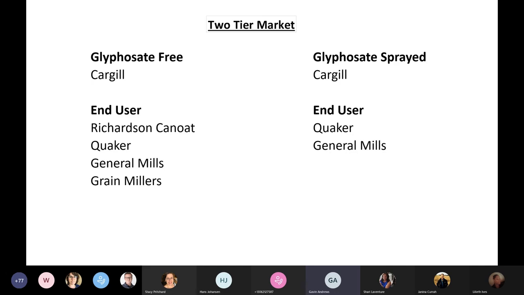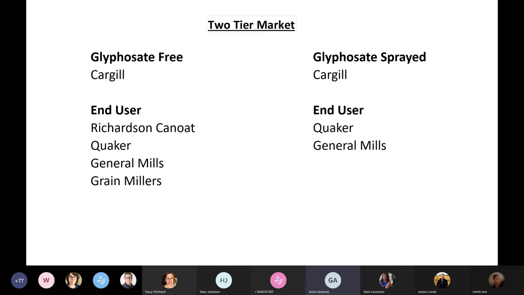The export market can be sprayed, so you always have access to that. But that's really what we're looking at with oats, is how will it evolve going forward? As of right now, going into next year, this is where those end users stand. We're going to go through another year with both sprayed and non-sprayed markets.